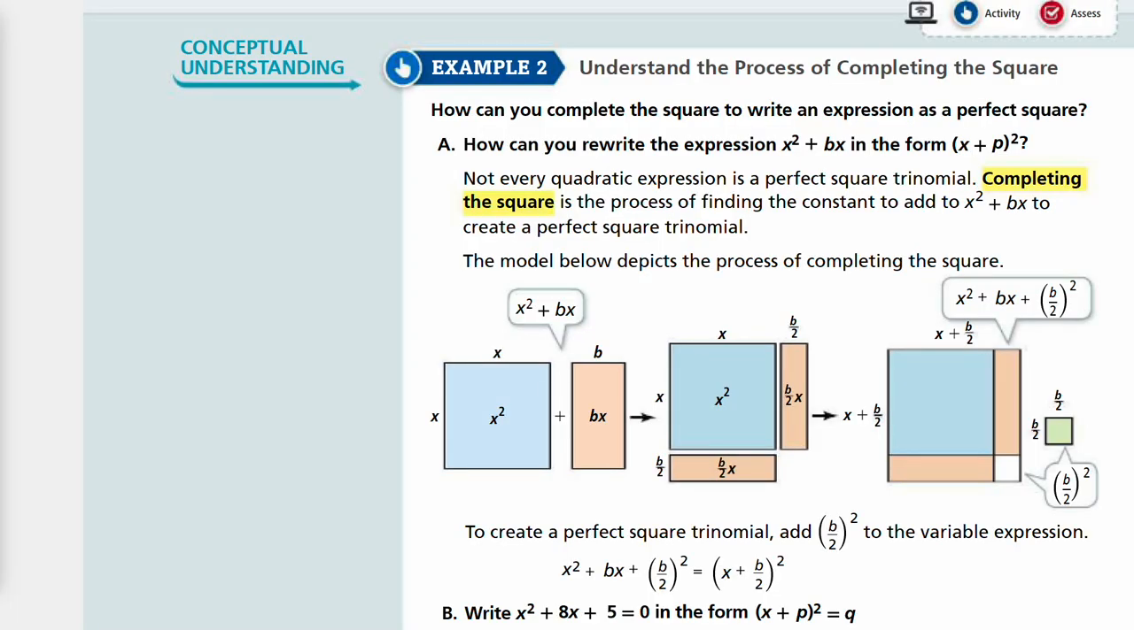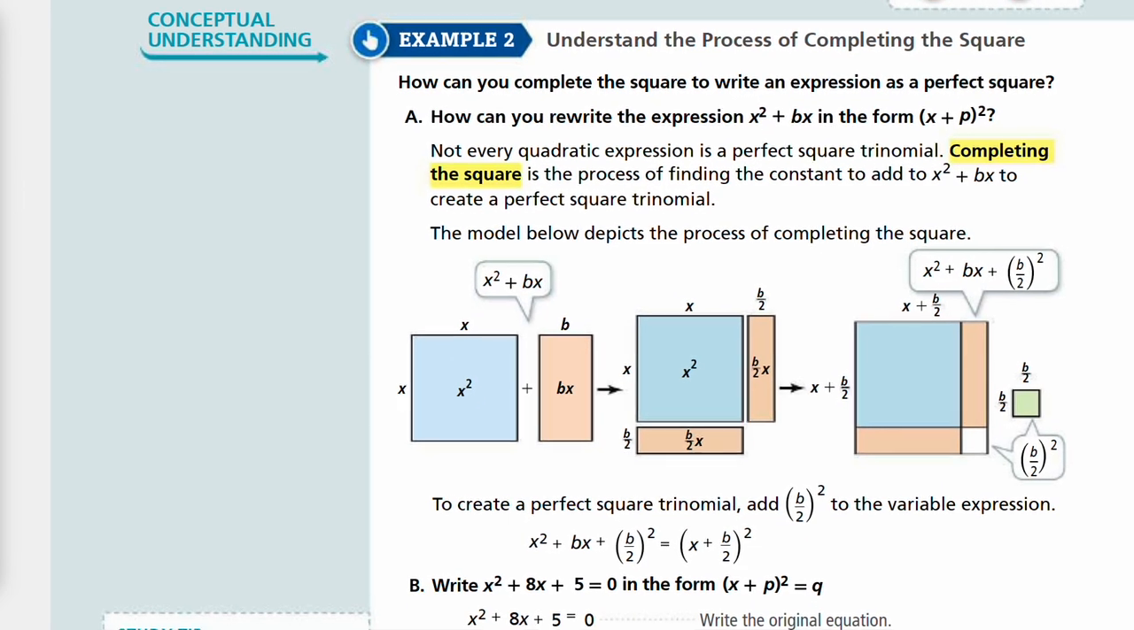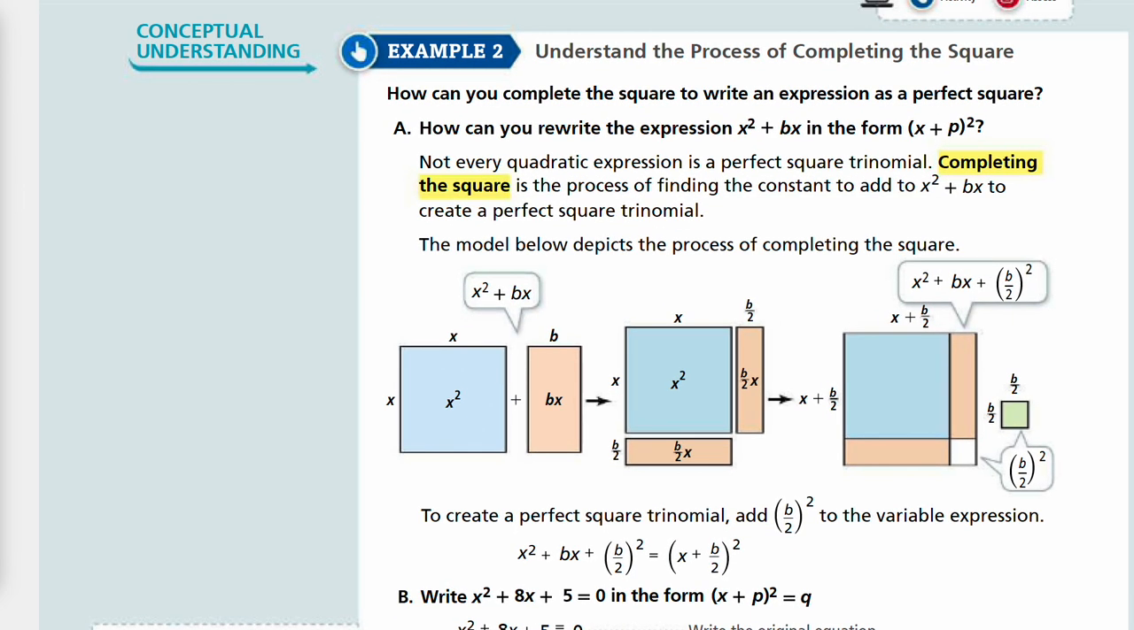Hi everyone, welcome to Algebra 2, Lesson 2-5, Example 2, understand the process of completing the square. So in this example, we're going to think about how to understand why we're doing completing the square and why it works. So first of all, we want to see it visually. And before that, we also want to look through the vocabulary completing the square and what that means.